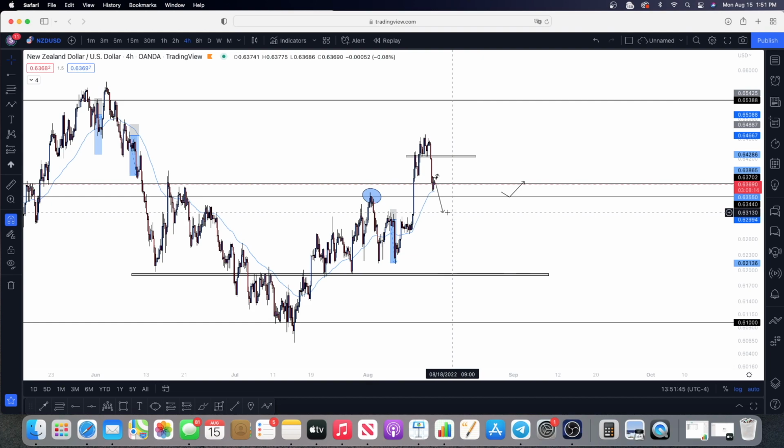So it's very simple, guys. This is pretty much how I mark up my chart from the monthly time frame all the way to the 4-hour time frame. Over here, I just gave you guys a really quick example of how I do it.